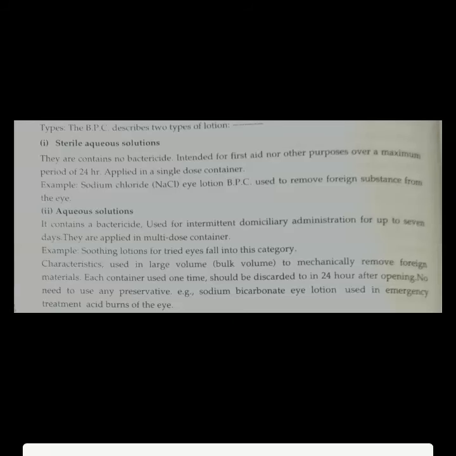Then the characteristics: used in a large volume to mechanically remove foreign material. Each container is used one time and should be discarded within 24 hours after opening. No need to use any preservative. For example, sodium bicarbonate eye lotion is used in the emergency treatment of acid burn of the eye.